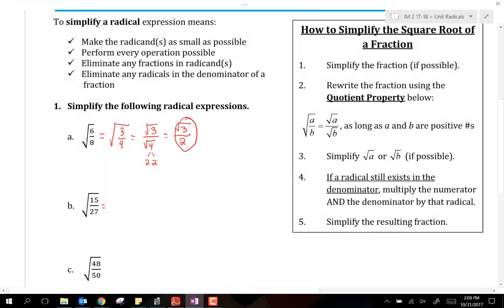Letter B. We simplify it. 3 goes into both of those numbers. Then we split it up using the quotient property. We simplify. Square root of 5 can't be simplified. There's no pairs. Square root of 9, got a pair of 3's, it's just 3. We also know the square root of 9 is 3, so we don't have to write this little factor tree out. So it's root 5 over 3. We can have the radical in the numerator, but not the denominator.